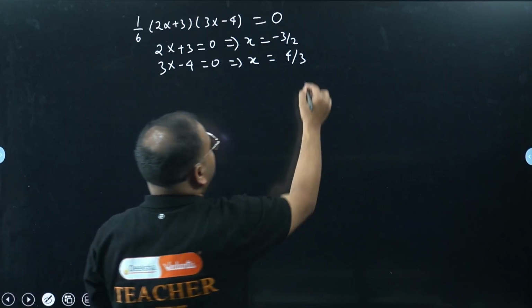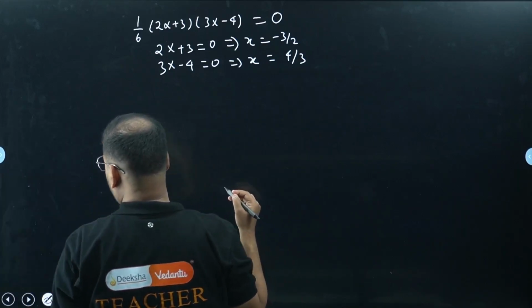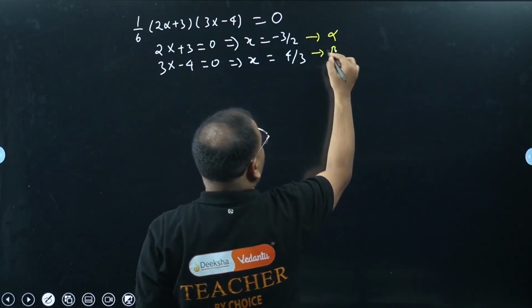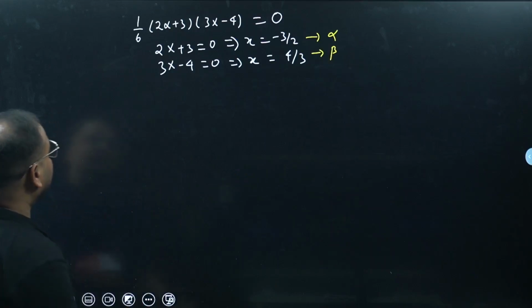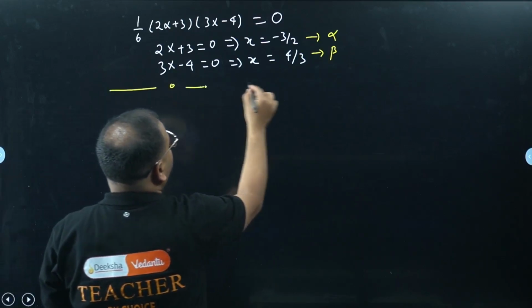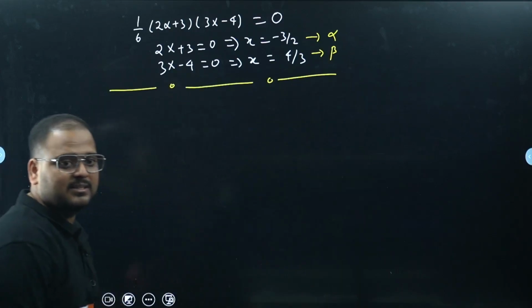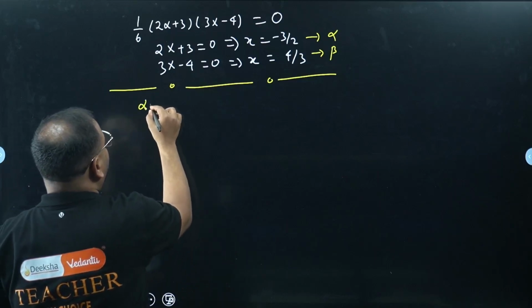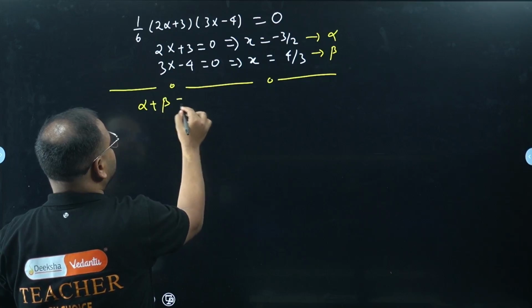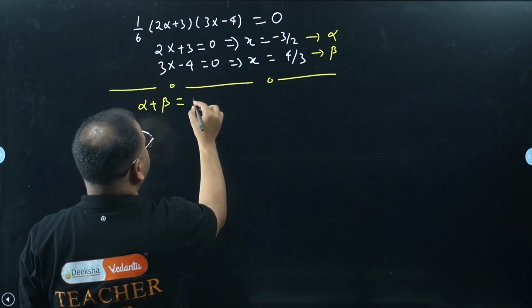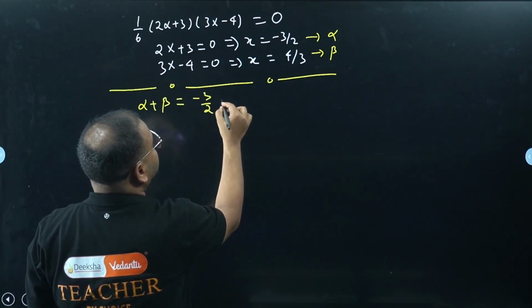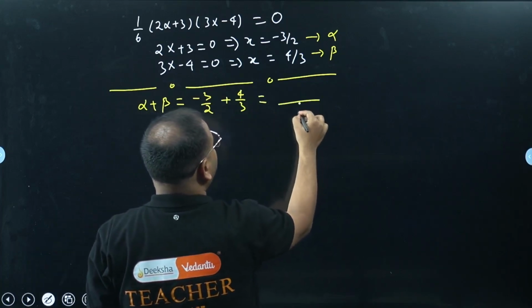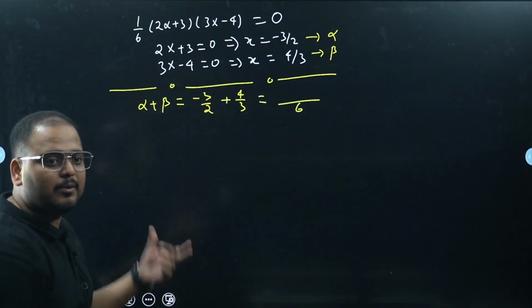Let's call this alpha and this beta. What is the formula we learnt? First part is over, finding the 0. Next part is finding the sum and product, and comparing with the coefficients. Alpha plus beta. What is it? Minus 3 by 2 plus 4 by 3. Take LCM. LCM of 2 and 3 is 6.